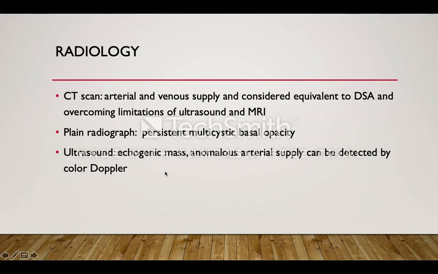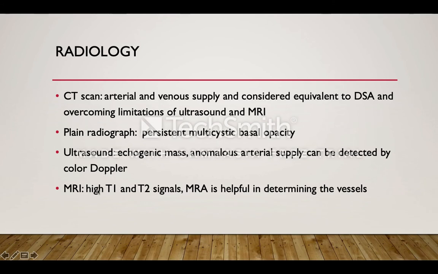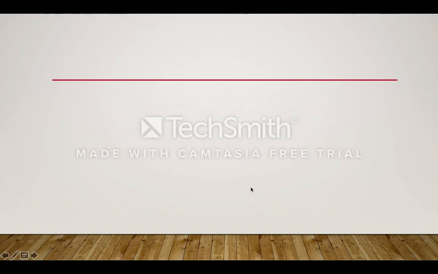However, in the very first hours after delivery, a triangular opacity can also be seen. Ultrasonography antenatally can reveal an echogenic mass, and in some cases, since it's operator dependent, can also detect the arterial supply by color Doppler ultrasound. In MRI, there are high T1 and T2 signal intensities of the lesion, and angiography can help show the vessels.